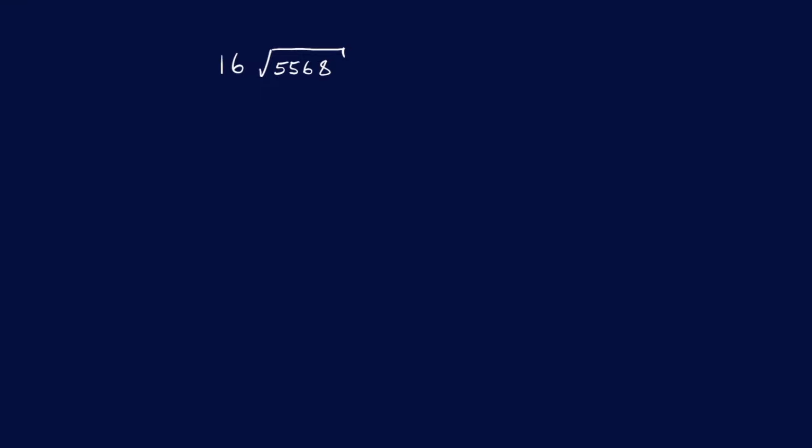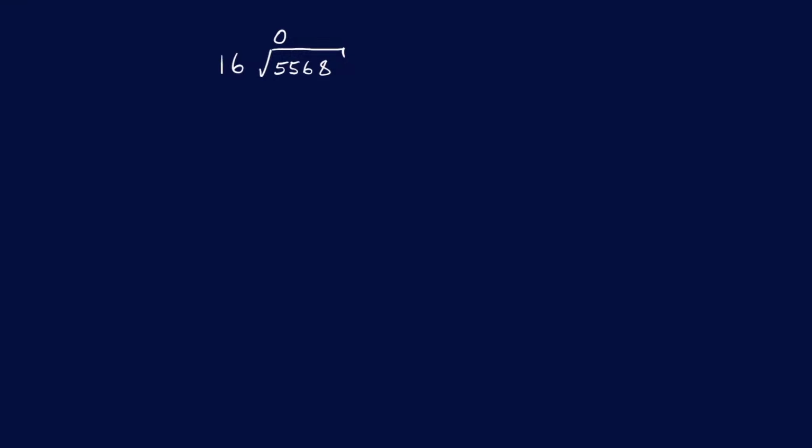So the first thing we're going to ask ourselves is how many times does our denominator, 16, go into the first digit of the numerator, which is 5. So the answer is 0, because 16 is bigger than 5. So we're just going to go ahead and write 0 as the first digit of our answer.